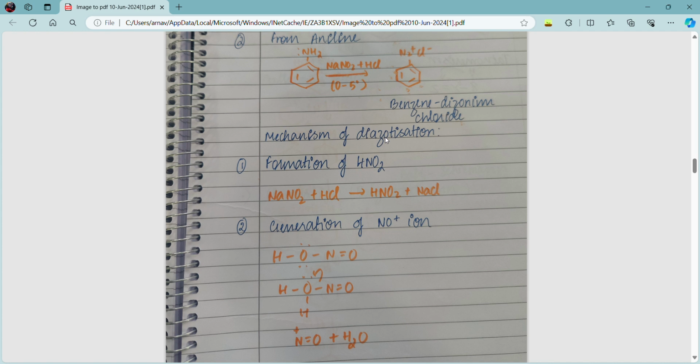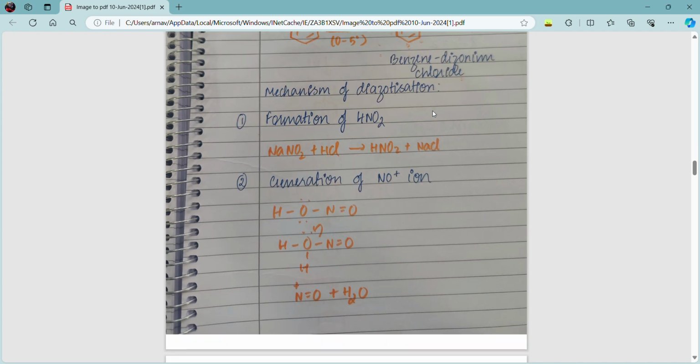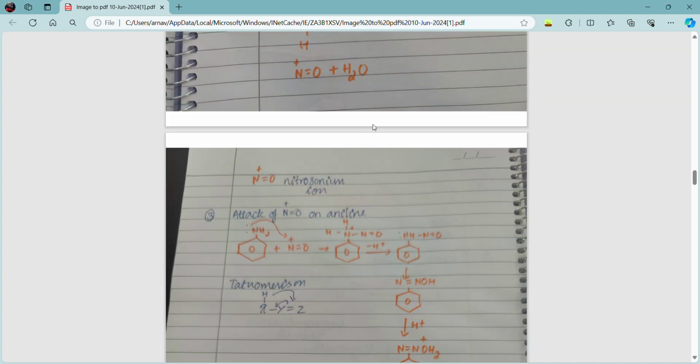Next is from aniline. From aniline, if you use the diazotization mixture, which is NaNO2 and HCl, between 0 to 5 degrees, temperature is also very important. You get benzene diazonium chloride. Now this is again a reaction mechanism, not that important for CBSE, but you can take note of it.